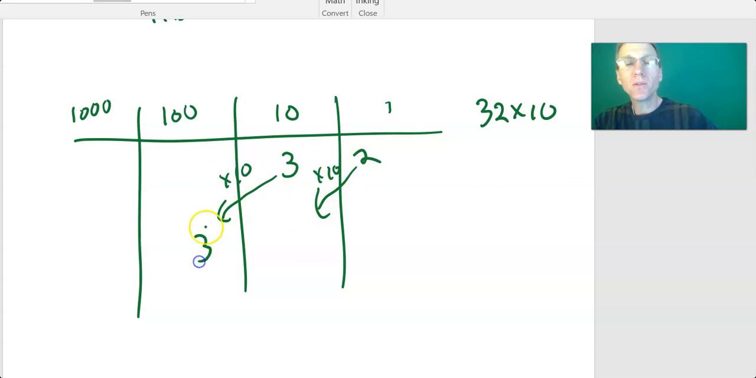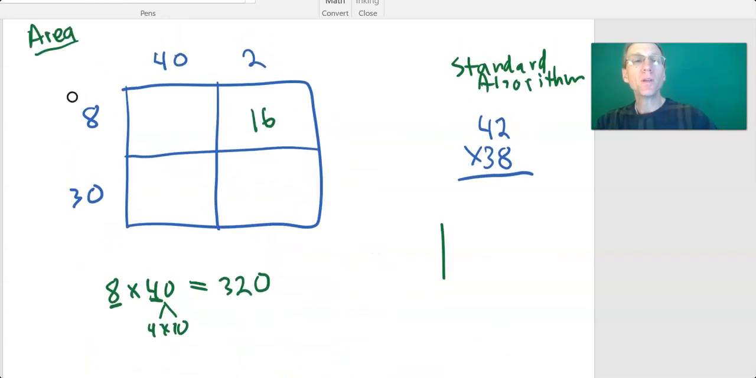So that 3 goes to the hundreds place, that 2 goes here. So I have how many ones now in the number? I have 0. That's why I've got that 320. Okay, let's go back to our problem here. All right, so we said this is 320.